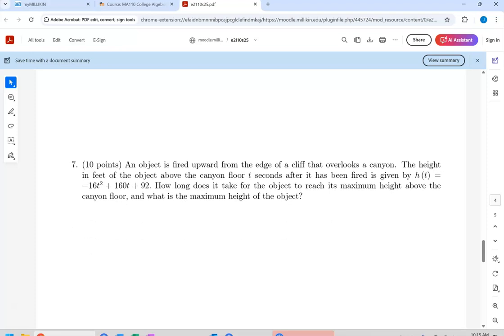We also had the shortcut way to get at the vertex. Do you remember what the shortcut way was? It was a fraction of some sort. Yeah, it's negative b over 2a, right? Now, that gives us the x coordinate, or in this problem, the t coordinate of your vertex. How do you find the y coordinate after you find this value? Plug it in, right? We just take it and plug it into the function. This is our shortcut method.